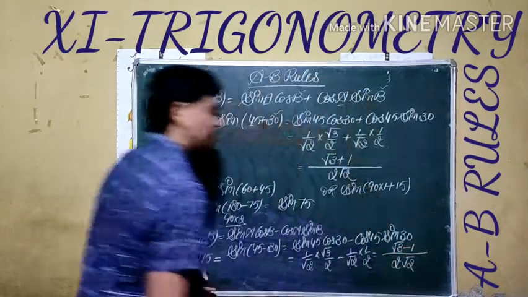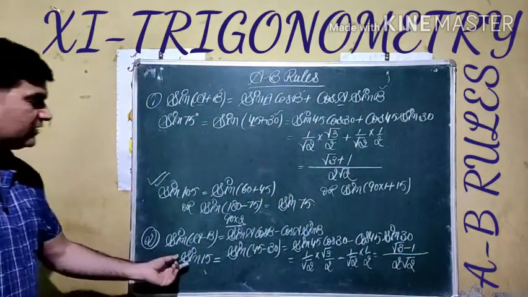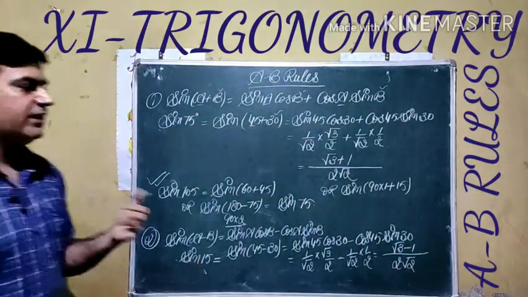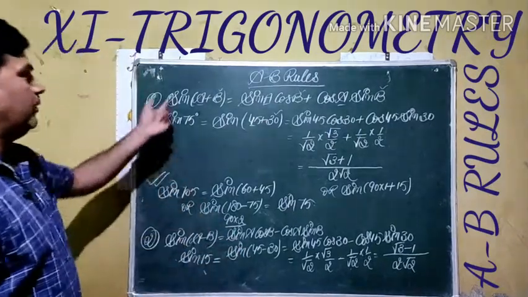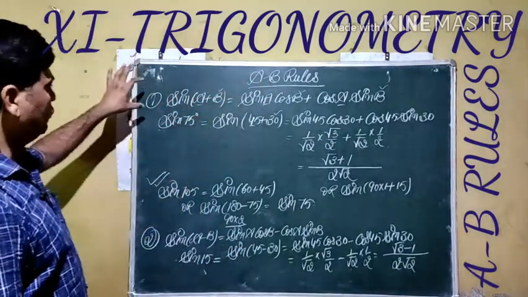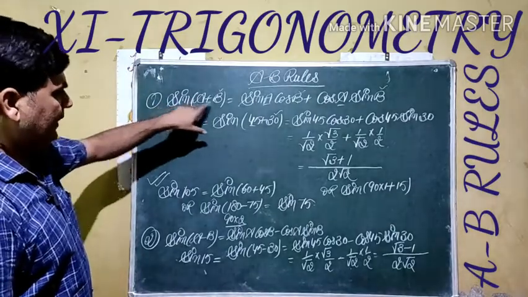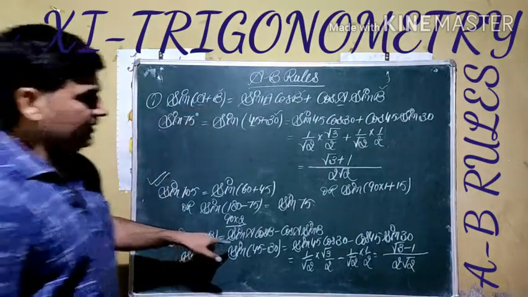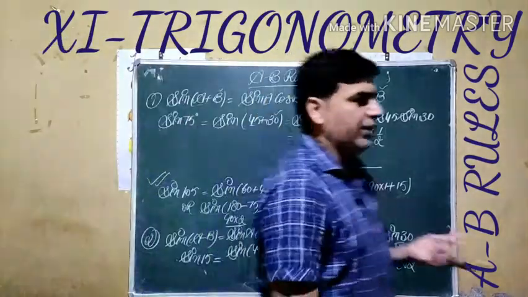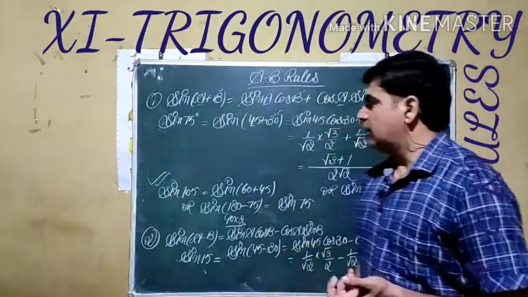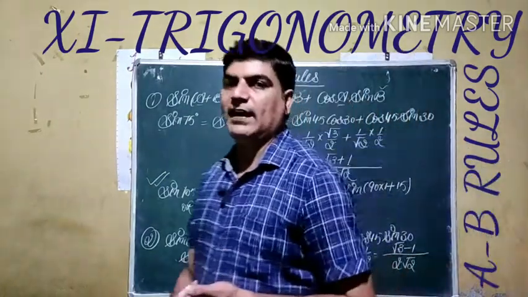This means like this we can find the value of ratios at an angle which is not given directly. We can find it with the help of the A, B rules. Two rules we have discussed, sine of A plus B and sine of A minus B. The same rule we will continue in the case of cos of an angle and tangent of an angle.